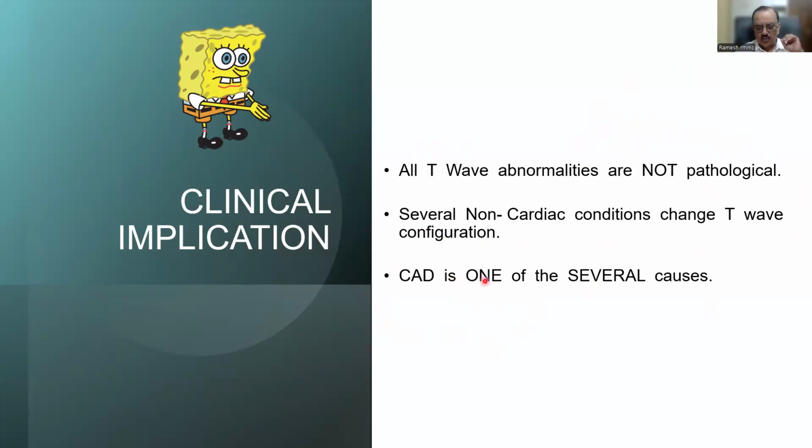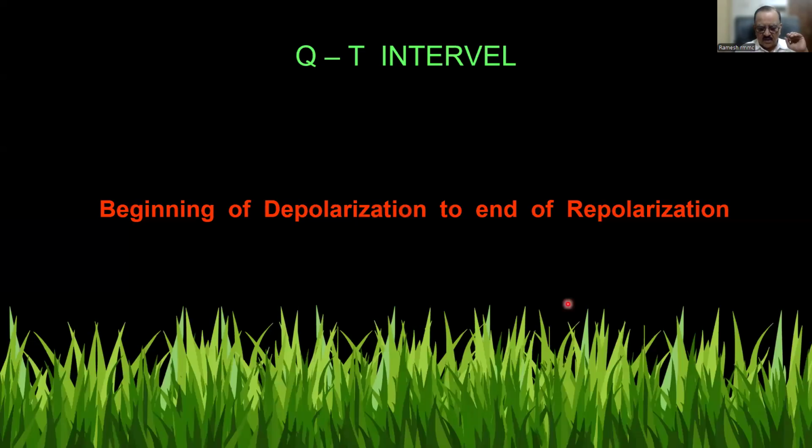Coronary artery disease is one of the 1,000 causes. There are 1,000 causes for a T wave abnormality. Not all T wave abnormalities are coronary artery disease. Coronary artery disease is one of the many causes. That's the clear idea you have to get. Don't brand somebody just because somebody has a small T wave. You should not brand him as coronary artery disease and treat him for it. You have to identify whether it is a pathology or a physiological variation. That's about the T wave.